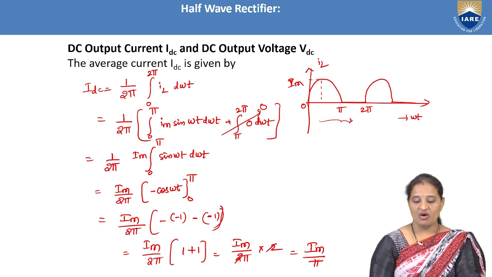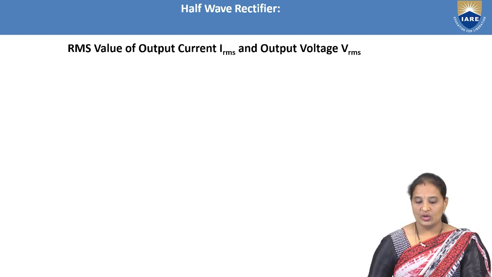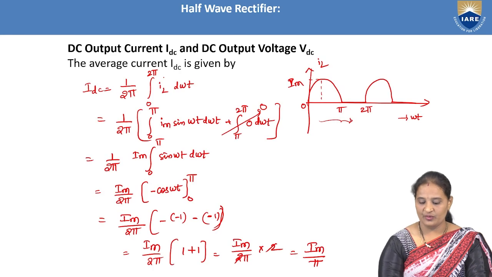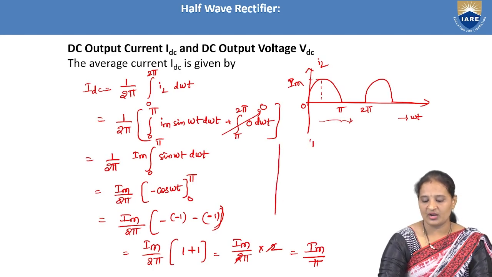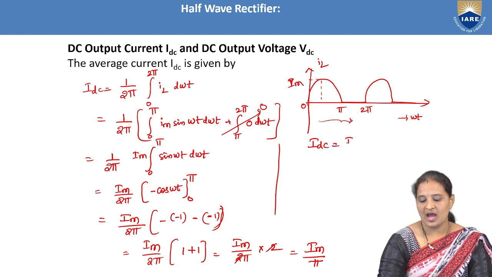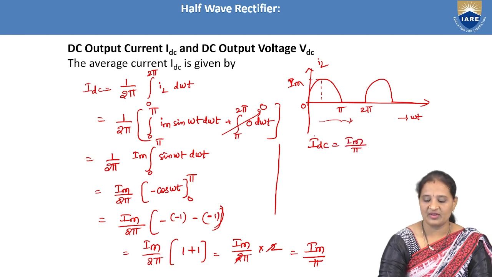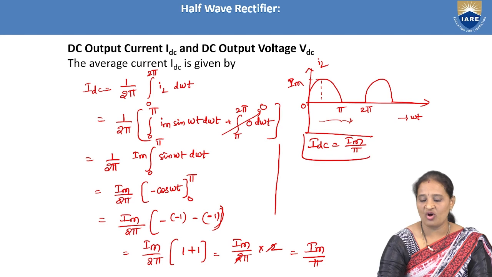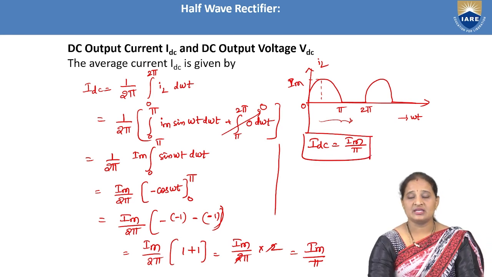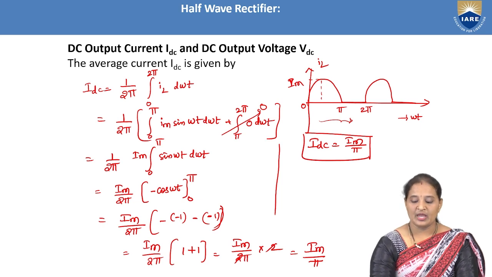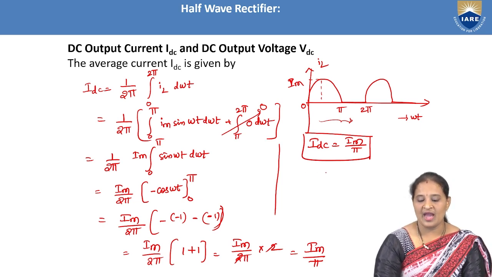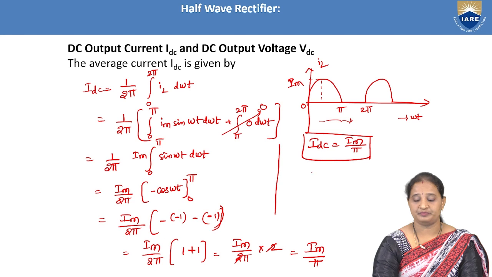So this is the value of IDC. IDC value is Im by pi. This is nothing but the average value of DC current, or else the DC output current is represented by Im by pi. And similarly, we have to find out VDC.